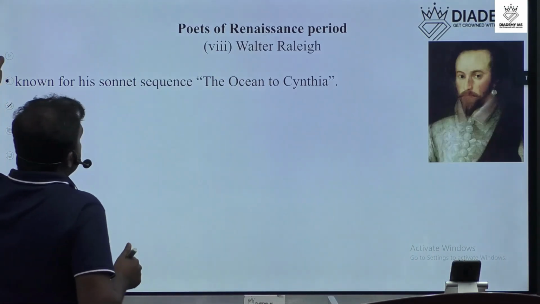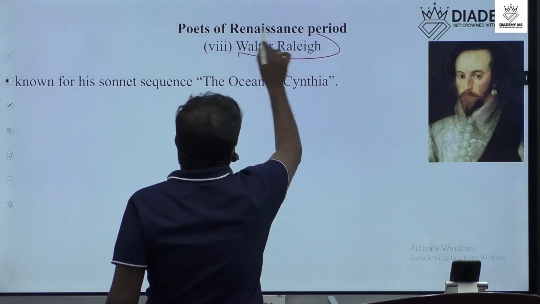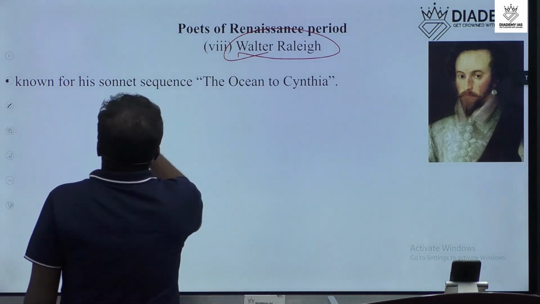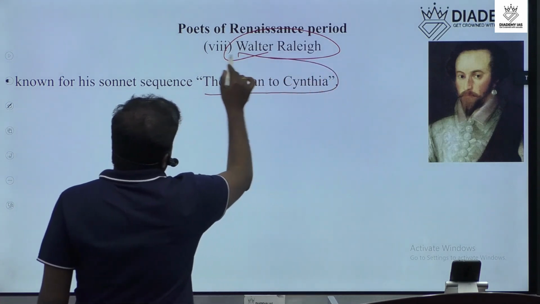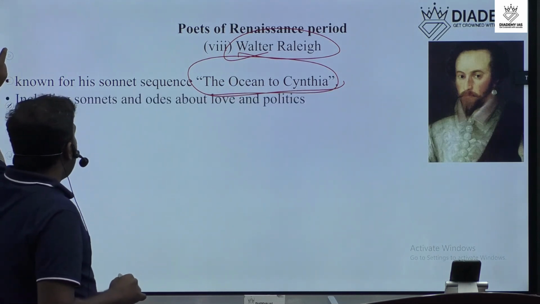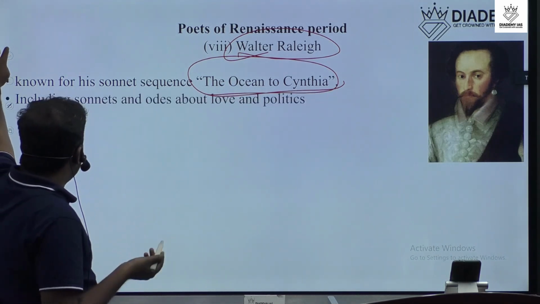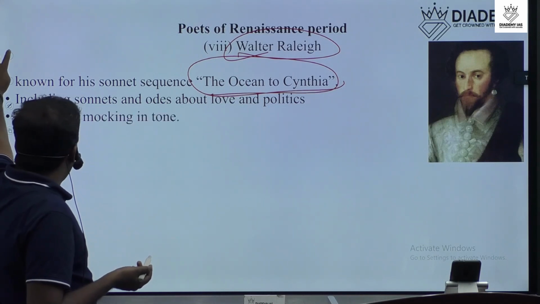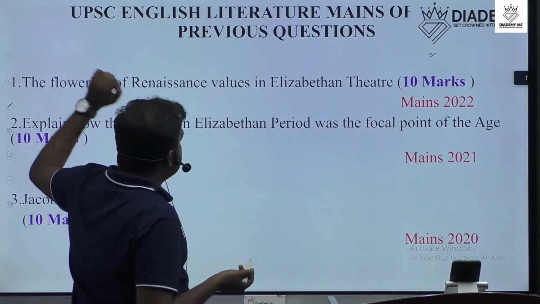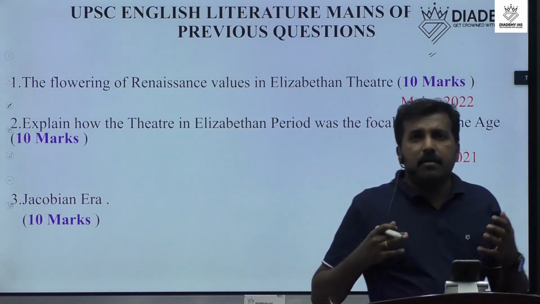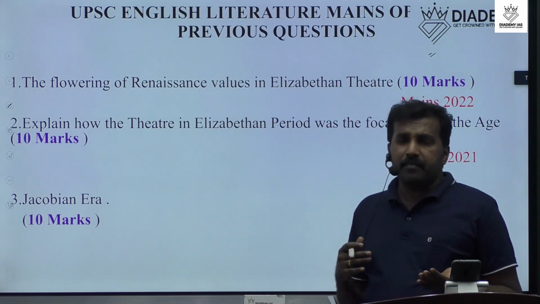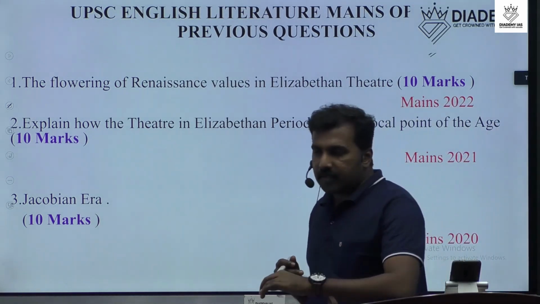Okay, then next, Walter Raleigh is another important Renaissance writer, and he was famous for his poem The Ocean to Cynthia. It was an important writing of Walter Raleigh, and his topics were mainly based on politics, satire, human life, then religion. All these are important themes he used in his literary works.